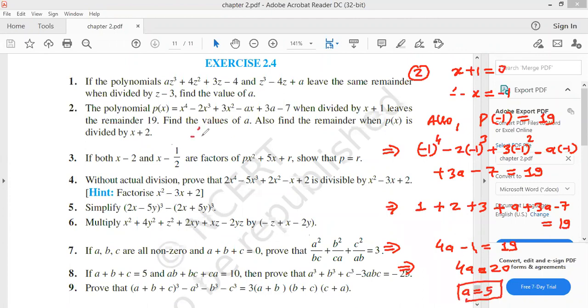Therefore, this polynomial p of x will be what? Therefore, p of x is nothing but x to the power 4 minus 2x cube plus 3x square minus 5a plus 3a minus 7. Clear? And if you further simplify this one, you will get x to the power 4 minus 2x cube plus 3x square, and this minus plus is minus, minus 2a minus 7. Now we have to find the remainder when it is divided by x plus 2.